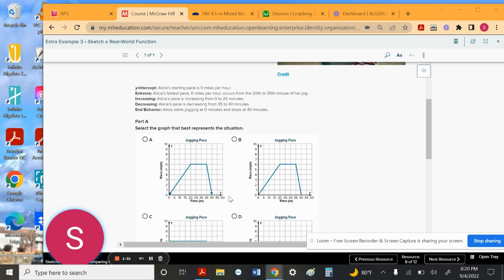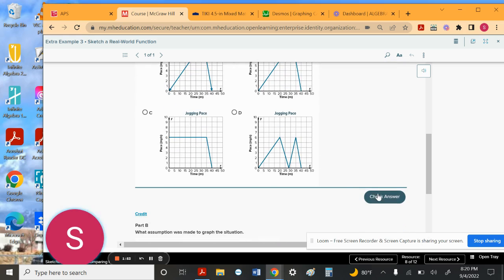So right now, based on this, I see the difference now, which at first I didn't notice, because notice that these graphs are the same except these have arrows. And remember, those arrows mean it continues. Now, can we have a negative time? No. Can it go over 40 minutes? No. So it has to be B. Okay, so B would be the answer.